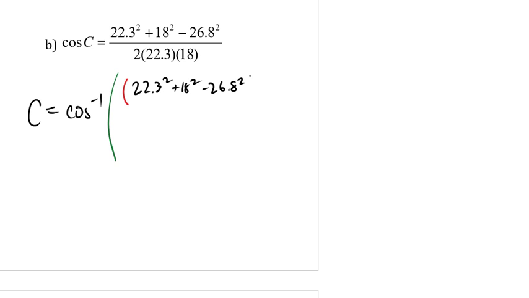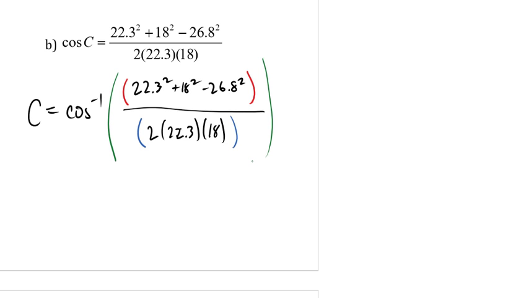And then I'm going to close one bracket only for the top. Then I'm going to divide by. Then I'm going to open up a bracket for the bottom. 22.3, 18, and then close this bracket and close that final full bracket.